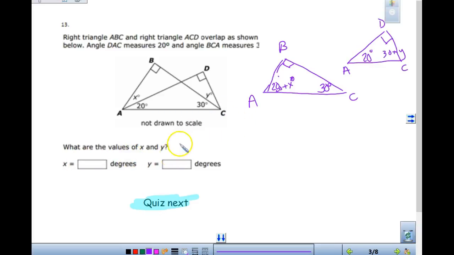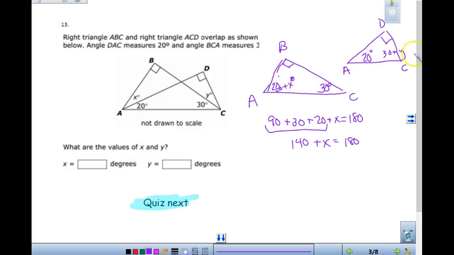If I am looking at this one, what do I know about these three angles inside this triangle to find X? They have to total to 180. So I have a 90, I have a 30, and I have 20 plus X. All have to equal 180. I'm going to add my like terms and solve. So I have 90 plus 50, which gives me 140 plus X equals 180. You should be able to find X.